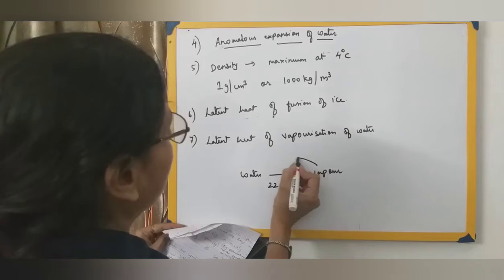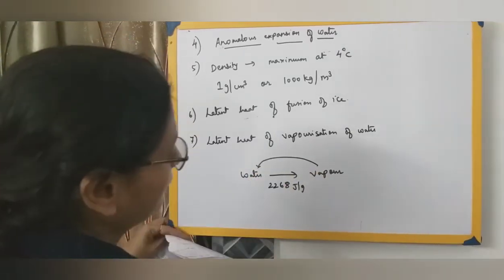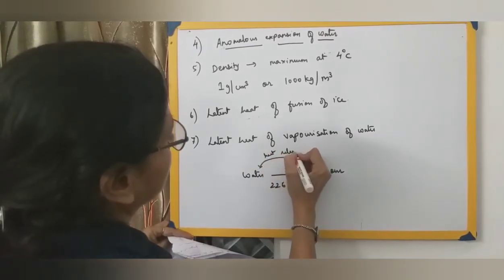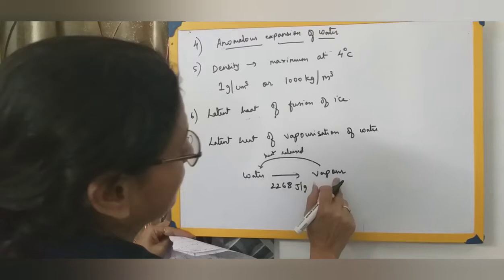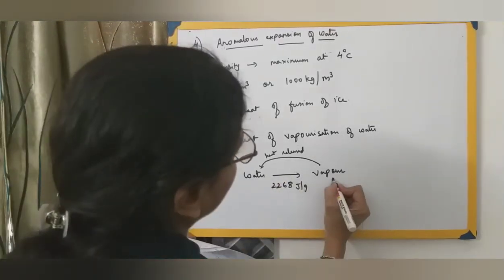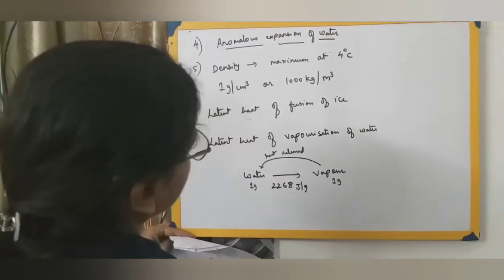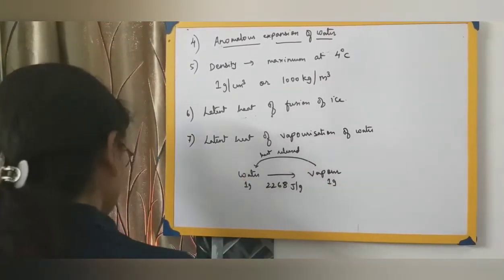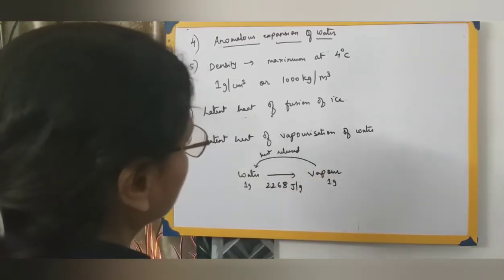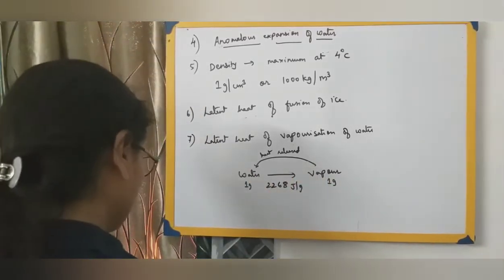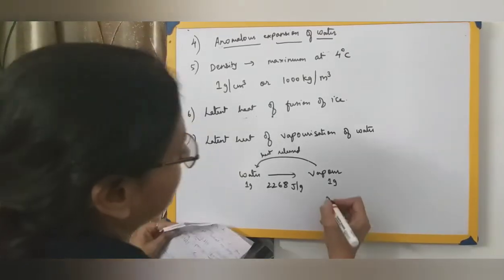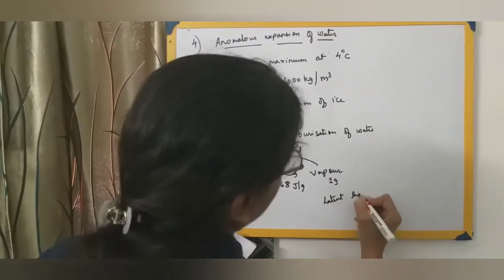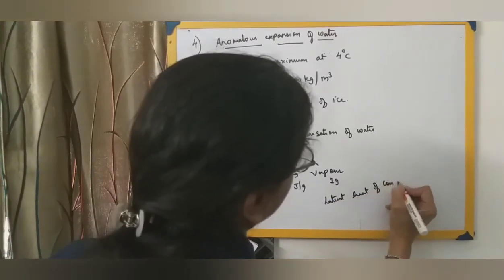Again, if you are changing vapor back into water, what will happen? Heat will be released. So we can show here heat released when 1 gram of vapor changes back into 1 gram of water, that is, vapor changes into water at its boiling point. This amount of heat is called the latent heat of condensation.